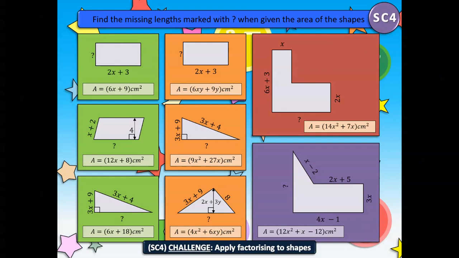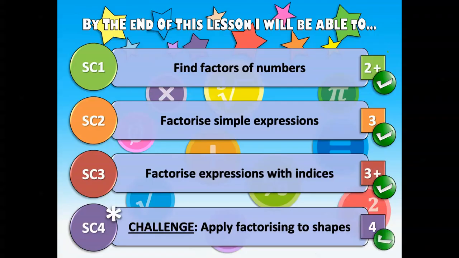Here are some questions for you to have a go at. Pause the video, and when you're ready to mark your work, press play. Here are your answers. So there's your green answers. There's your amber answers. There's your red answer. And there's your purple answer. And now we've completed success criteria 4.